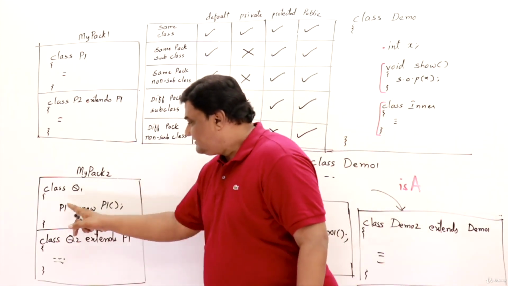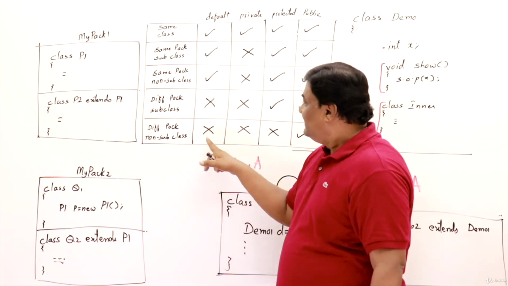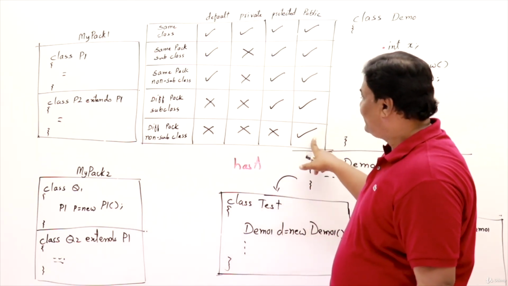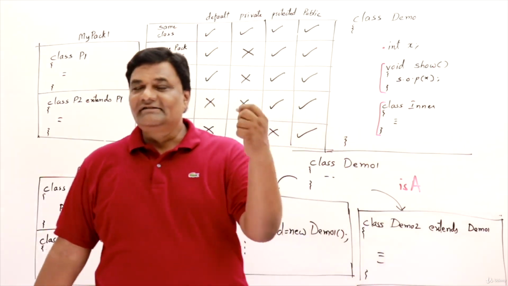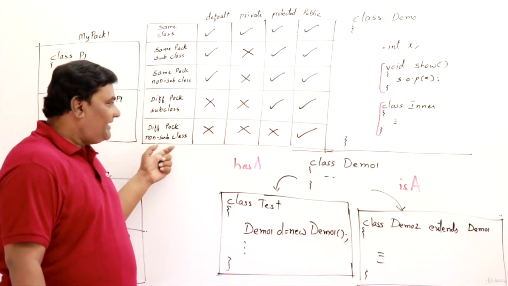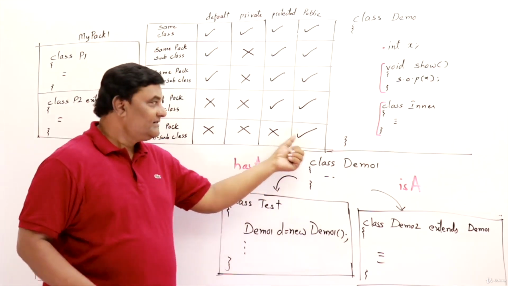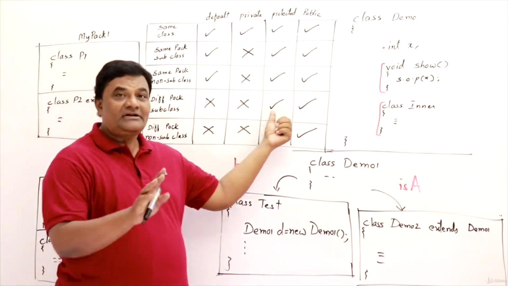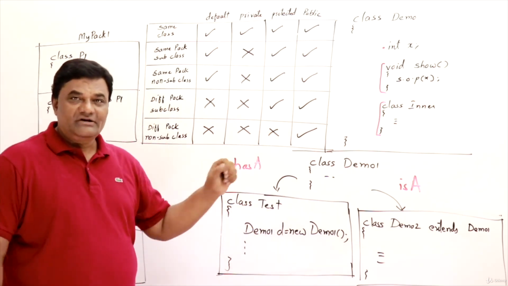Then non-subclass in another package. So different package, non-subclass. Except public, all are not accessible. Only public is accessible. Protected is also not accessible. So outside the package, if you go, only public is accessible if it is a non-subclass. If it is a subclass, then protected is also accessible. So that's all about access modifiers.